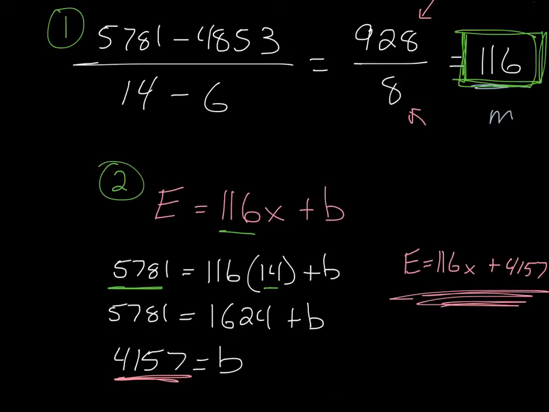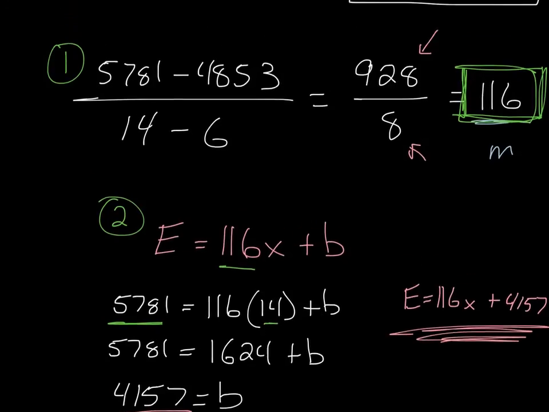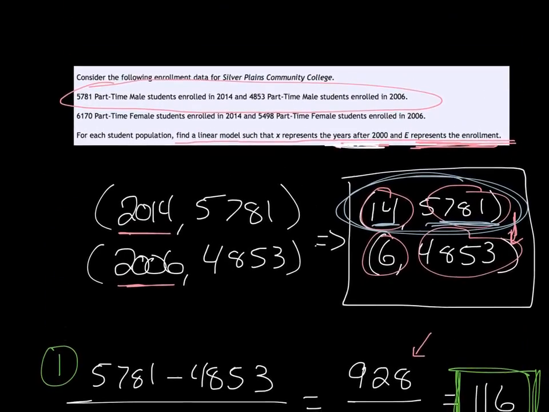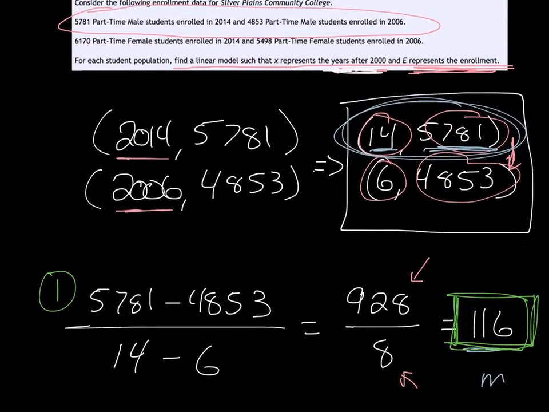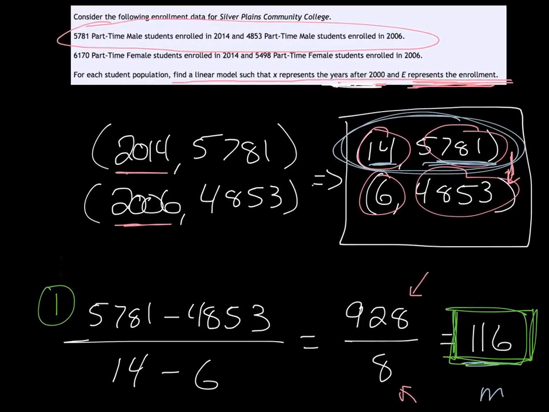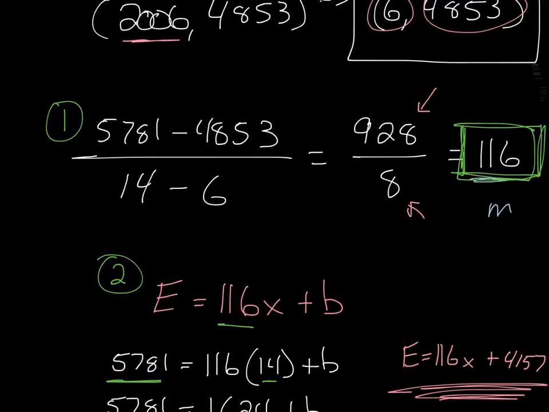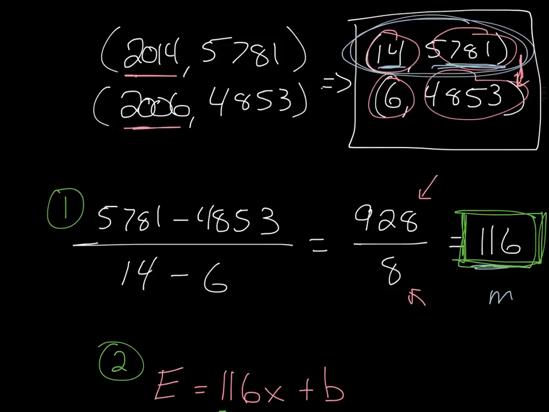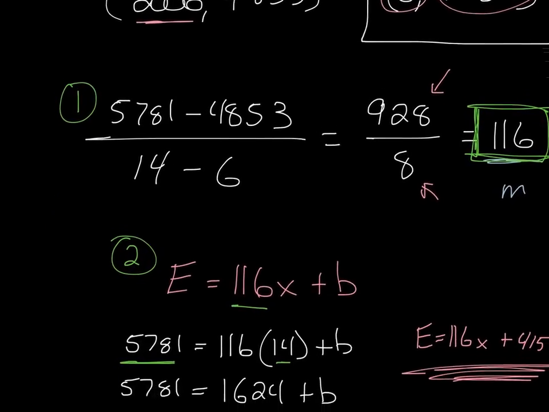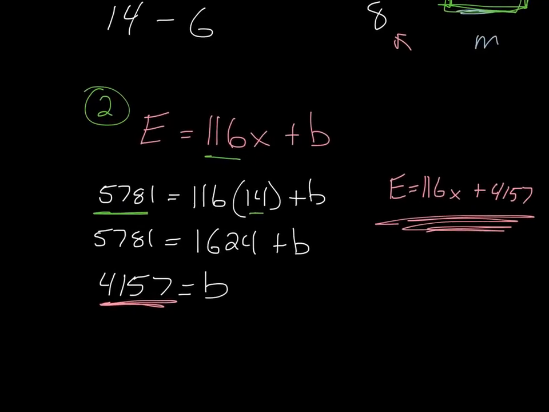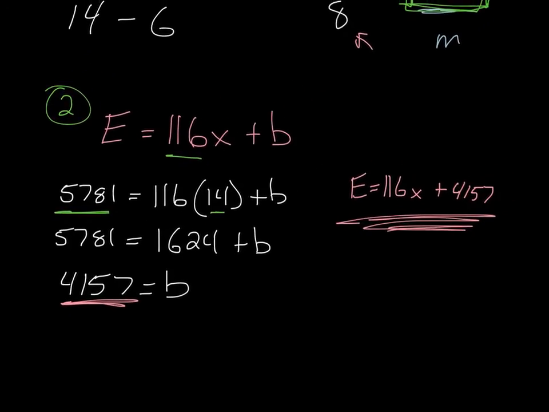And then if we wanted to go about finding the model for the part-time female students, we would go about it in exactly the same process. First, adjust that information to be in years after 2000. Find the slope, again making sure we subtract in the same order. We should get positive values for these. These are growing. Once we find that slope, we plug one of the points back in, it never matters which one we plug in, to find our b value. Once we've found our b value, we have our final linear model.